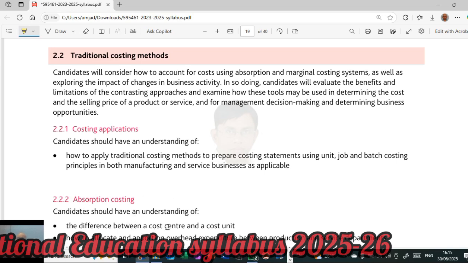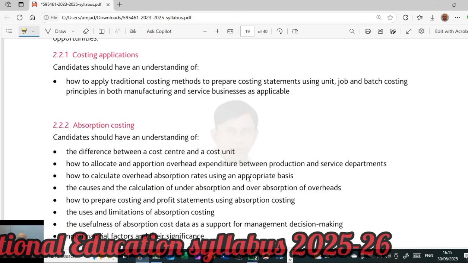The difference between a cost center and cost unit. So how to allocate and apportion costs, overhead expenditure between production and service departments. How to allocate overhead expenditure rates using appropriate basis. So under absorption, over absorption, overheads. So absorption costing. So these are all very important topics.